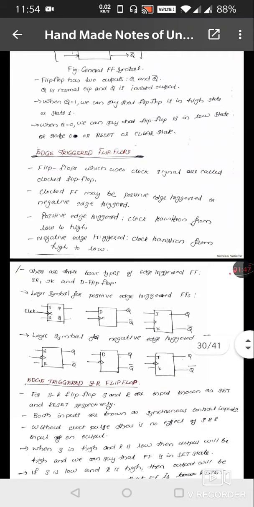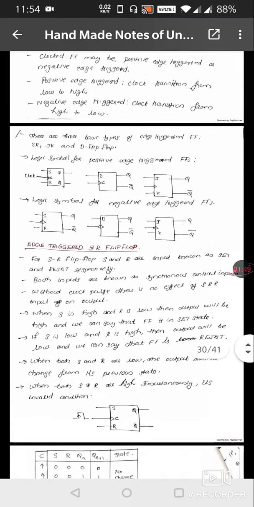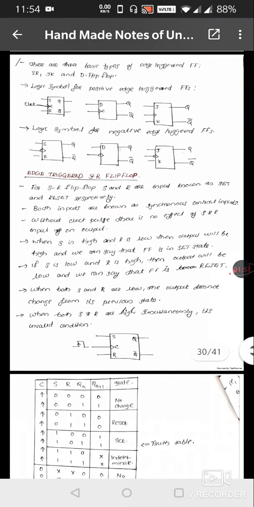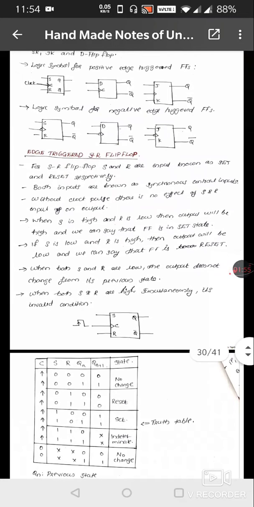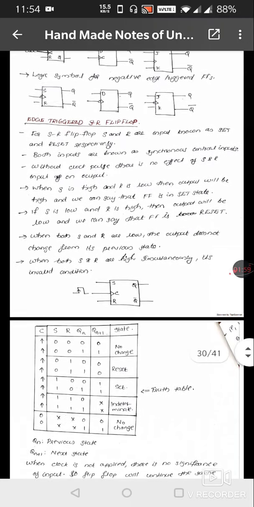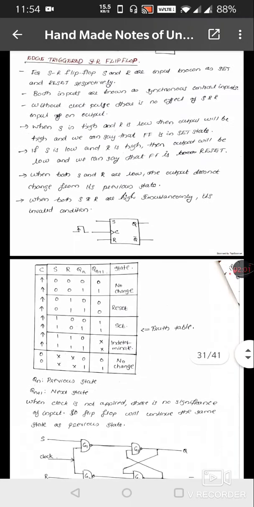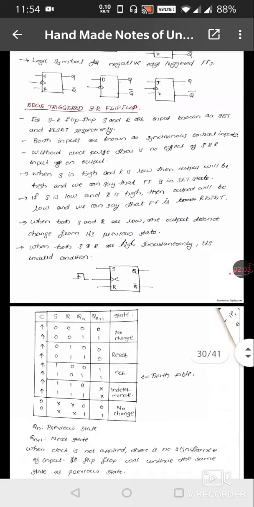There are basically 4 types of flip-flops. First is the SR flip-flop. As you can see in these notes, the first type of flip-flop is the SR flip-flop. SR flip-flop is a set and reset flip-flop, respectively.